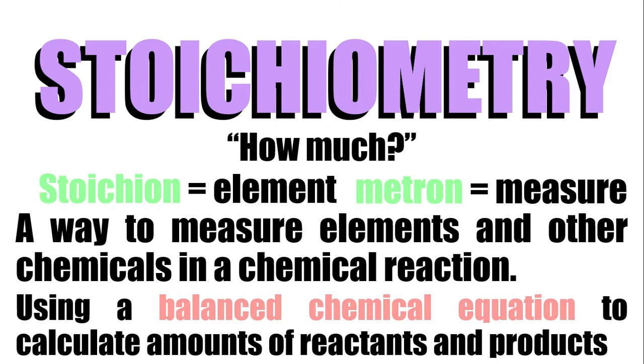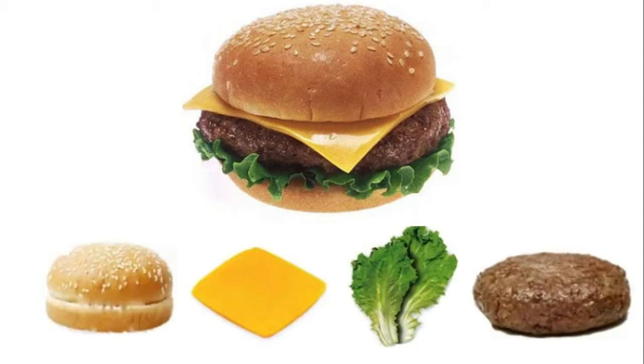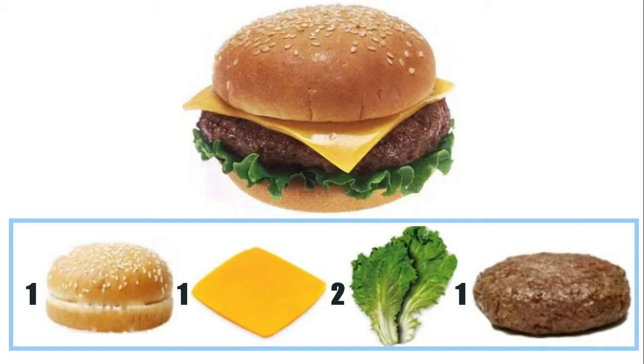To make stoichiometry easy, let's have an analogy. Let's say you want to prepare a burger. To make a burger, you need a bun, cheese, lettuce, and a burger patty. The question is, how much of each ingredient do we need? To make a burger, we will need one bun, one slice of cheese, two leaves of lettuce, and one burger patty. In chemistry, this is your balanced chemical equation. So it's important to know this.